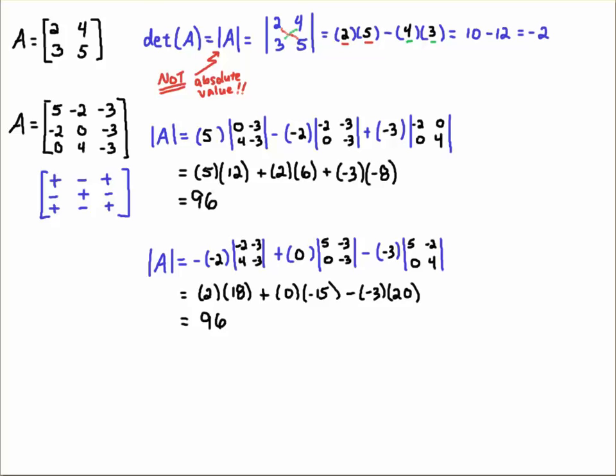So that's how you calculate 2 by 2 and 3 by 3 determinants. Okay, this is going to take a little bit of practice. So just remember the checkerboard pattern, remember to expand upon a certain row, and you should be in good shape. Okay, good luck.